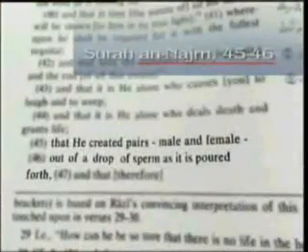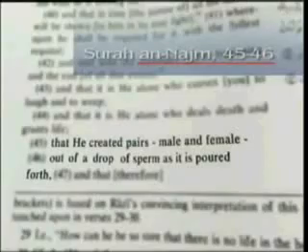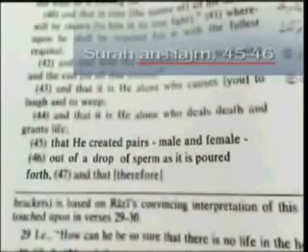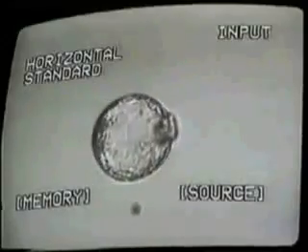That he created pairs, male and female, out of a drop of sperm, as it is poured forth. The improving disciplines of genetics and molecular biology have scientifically validated the accuracy of this information given by the Quran. It is now understood that sex is determined by sperm cells coming from the male, and that the female has no role in this process.